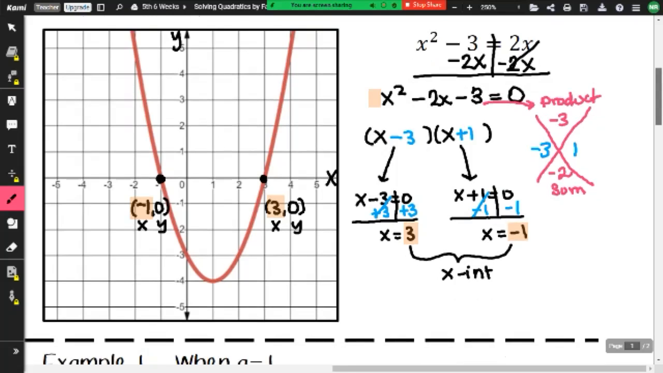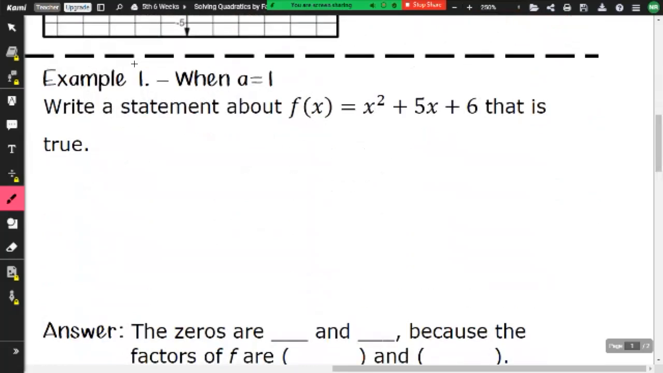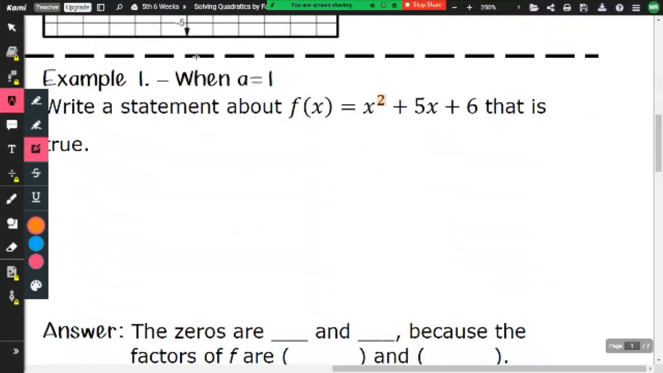Look at example 1. It says, write a statement about f of x equals x squared plus 5x plus 6. That is true. It doesn't tell you by factoring, and it will not tell you by factoring. The reason you know to factor is because this equation is a quadratic equation. You cannot solve for x. You could have y equals, but you cannot solve for x because these two don't combine. The only way to break apart this squared is by factoring.